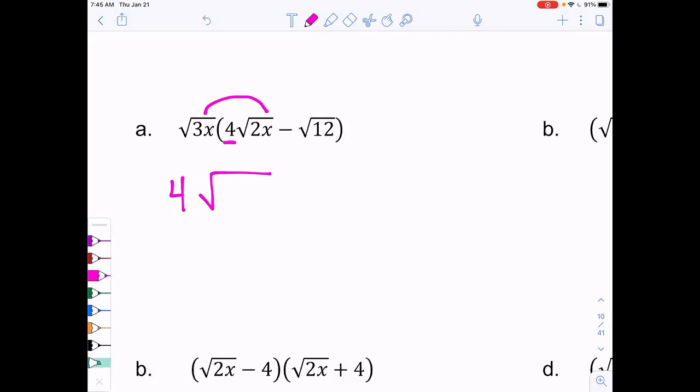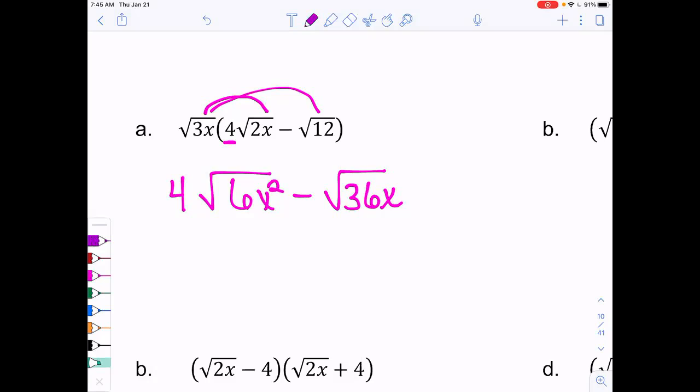Ella, what does 3x times 2x make? Yeah. Same property of variables. That's now 6x squared. And then Ella, 3x times negative root 12. Right. All right, so that's step 1. We distribute. Step 2 is to make sure it's simplified.